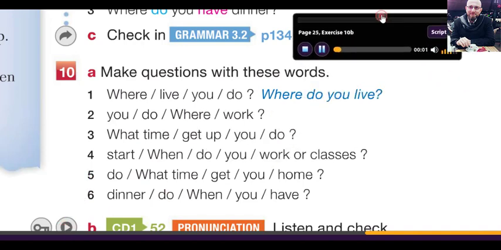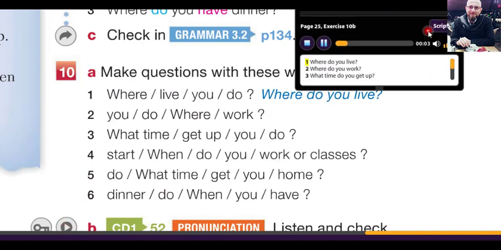Track 52. 1. Where do you live? 2. Where do you work? 3. What time do you get up? 4. When do you start work or classes? 5. What time do you get home? 6. When do you have dinner?